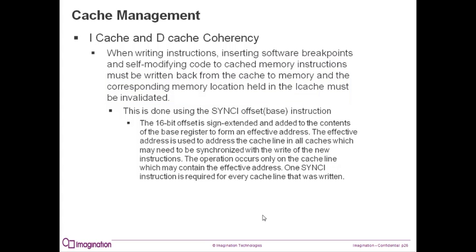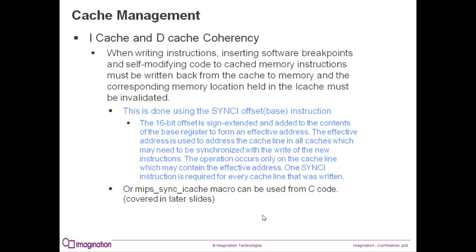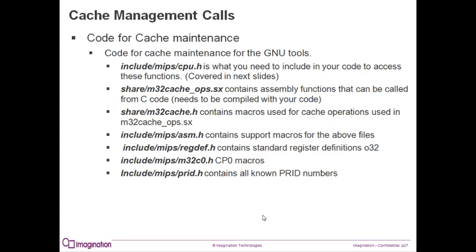There is one instruction that handles this for you called synci. This instruction takes the address of the instruction that you are changing and flushes the data cache line that contains the instruction out to main memory, and checks to see that the same line in the instruction cache has been invalidated. So the next time the instruction is fetched, it will miss in the instruction cache and the cache line will be brought in from main memory. There is also a macro provided with most toolchains called MIPS synci instruction that can be used from C code.